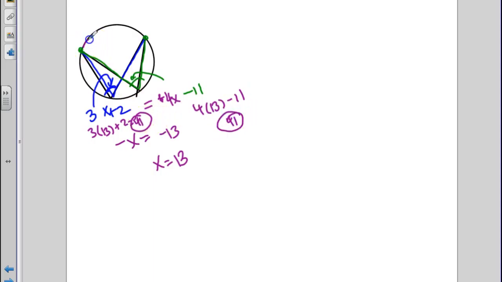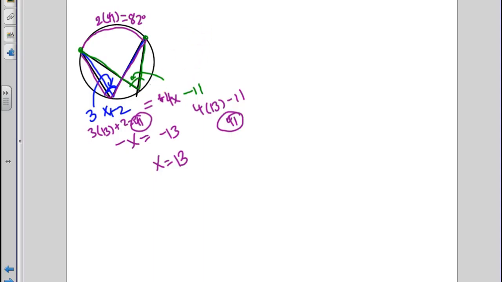We know this arc is how much? If this angle whose vertex is sitting on the circle is 41 degrees, we know this is 2 times 41 or 82 degrees. All right, so that's the way we can figure out that arc.